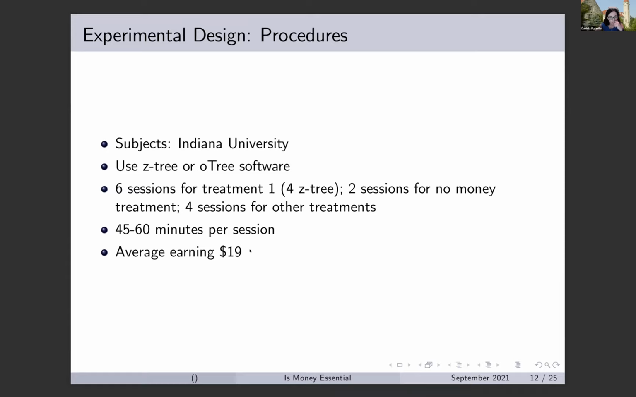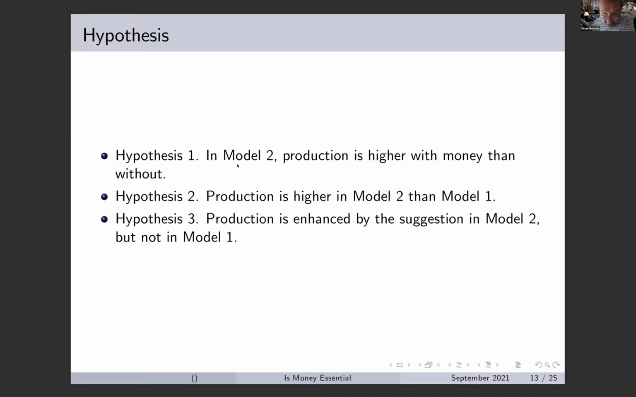What we want to test is, hopefully, that the model where money is in equilibrium has more action than the model where money is not in equilibrium. We also want to see that in model two, where we have a monetary equilibrium, there is significantly more production when there is money than when there's not. I think I skipped over this, but without money, in both models there's just autarky as the equilibrium. And then the hope is that production should be enhanced by having a suggestion in model two, but not in model one.